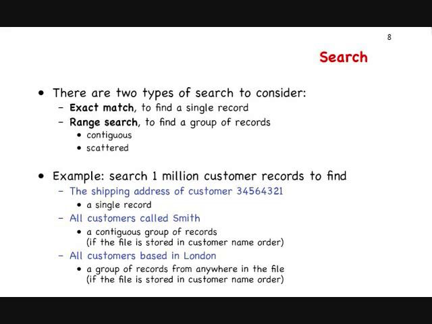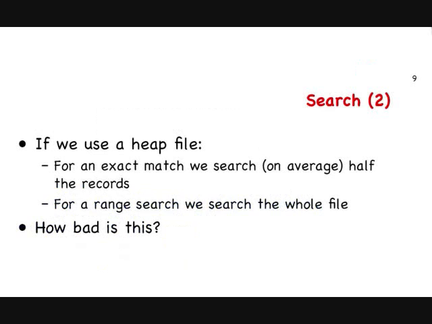Okay, so our range search can be a contiguous range search, it can be scattered. If, on the other hand, looking at our customers in London, we've got nothing, we just have to go through from beginning to end. If we've got a secondary index, what we can do is go and do our range search on the secondary index and then just pull the records out that we want, for our customers based in London.